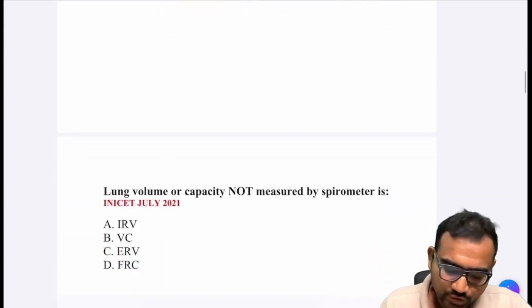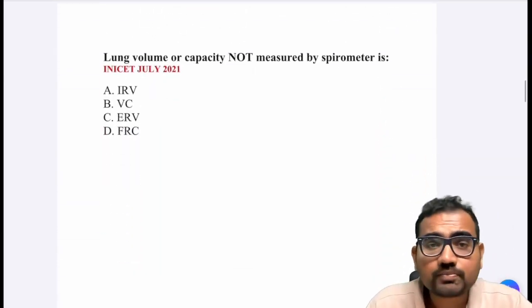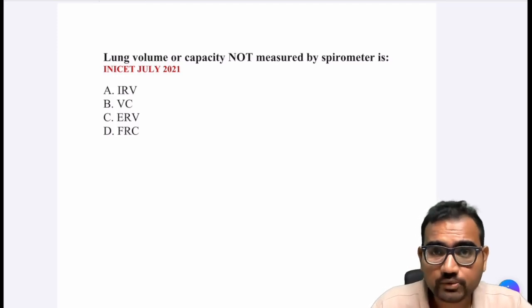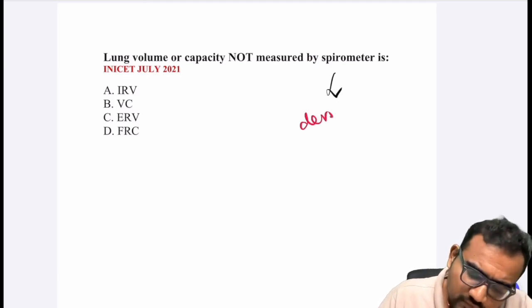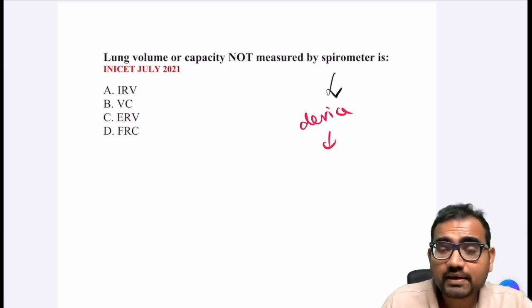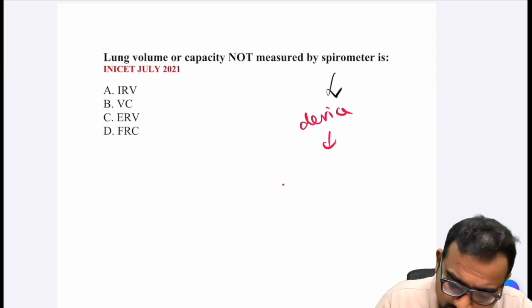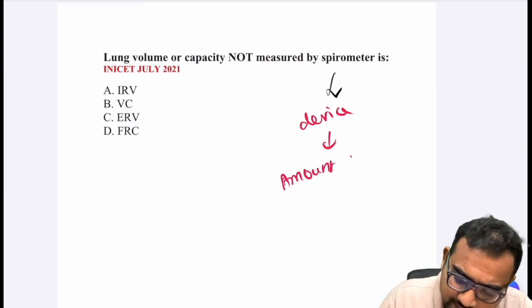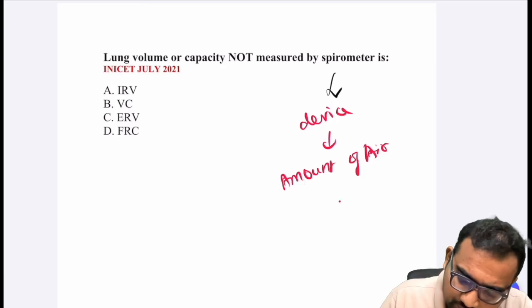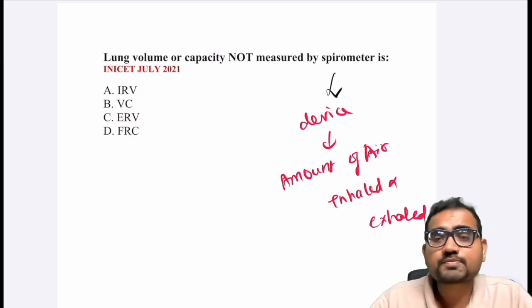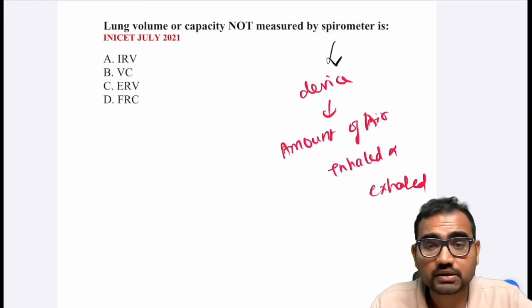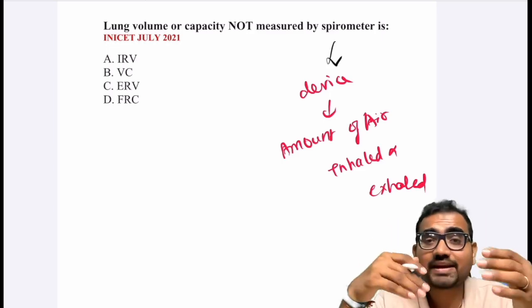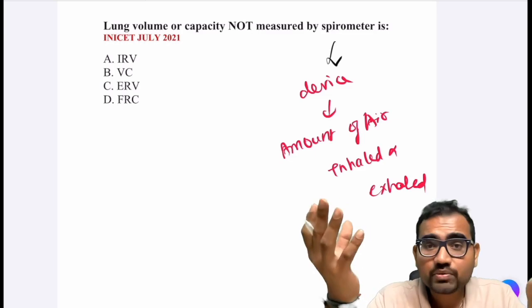Okay. So moving on to the next MCQ: the lung volume or capacity not measured by spirometer. Spirometer is basically a device that measures the amount of air inhaled and exhaled by the patient. But the only drawback of a spirometer is it cannot measure the residual air which is present in the lungs. It can just measure the air which is exhaled and inhaled. It cannot measure the air which is present in the lungs.